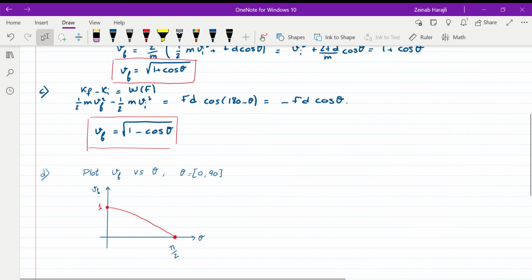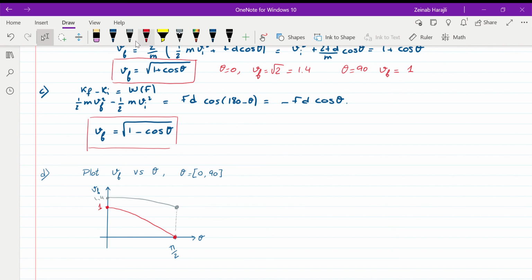Now, for our second expression, for theta equals 0, V final will be radical 2, which is about 1.4. So we can plot our second graph starting from the point 1.4 here. And for theta equal to 90, we will see that v final will be equal to 1. So our graph at pi over 2 will end up here. And again, this also will be a sinusoidal curve. So we draw a curve here.